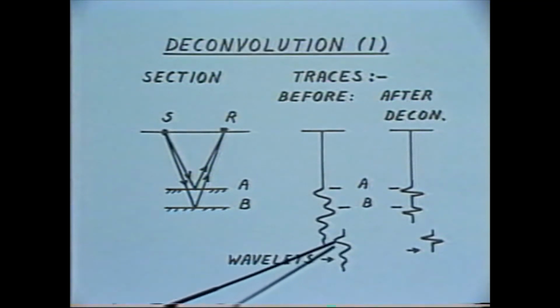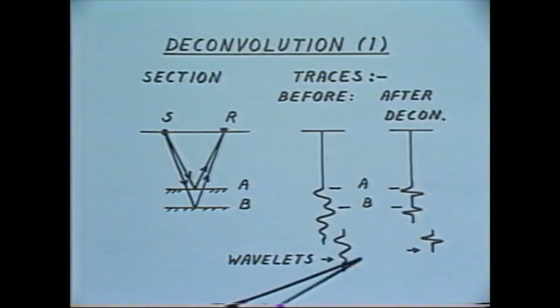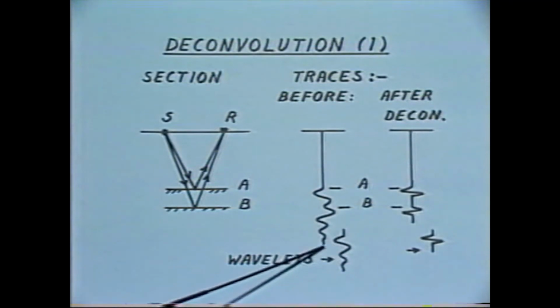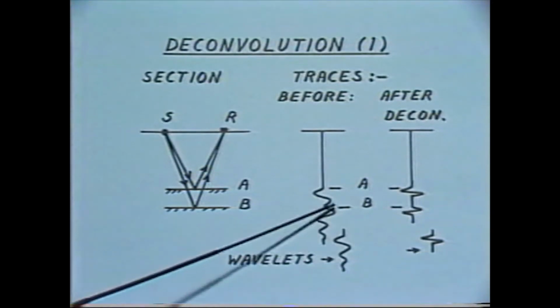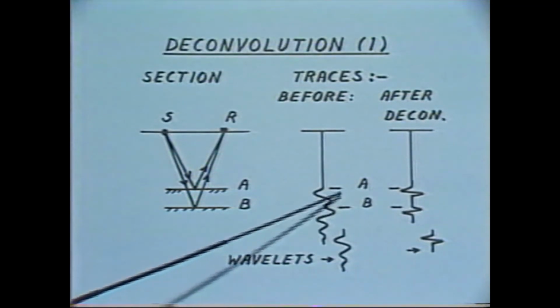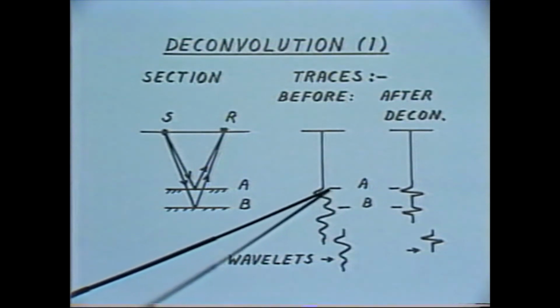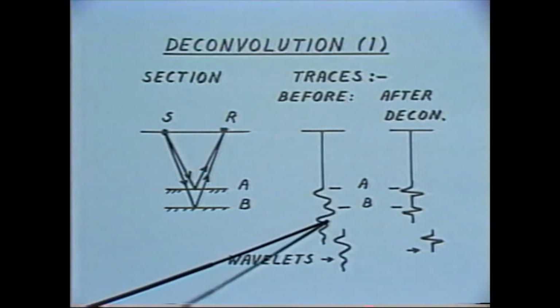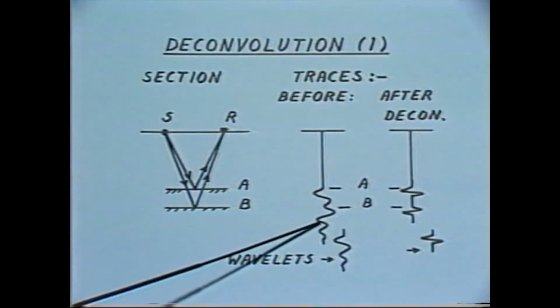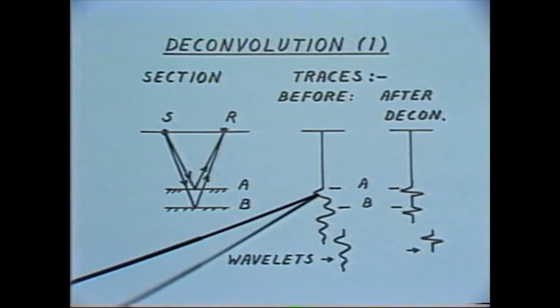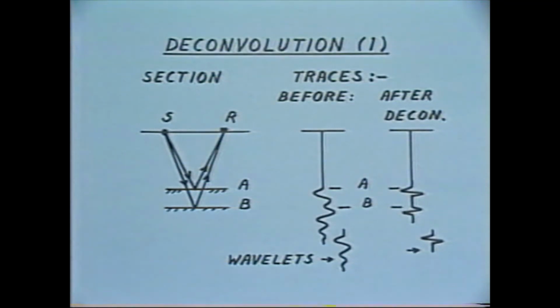Now, this would be because the reflection wavelet, that is the seismic energy wavelet that's reflected, is a relatively long wavelet in time. And since the reflectors A and B are fairly close together, the reflection wavelets for A and B overlap. And this overlap makes it difficult to distinguish on the seismic trace that there are in fact two reflectors there. In other words, the trace has a relatively low resolution from the point of view of distinguishing reflectors which are close together.